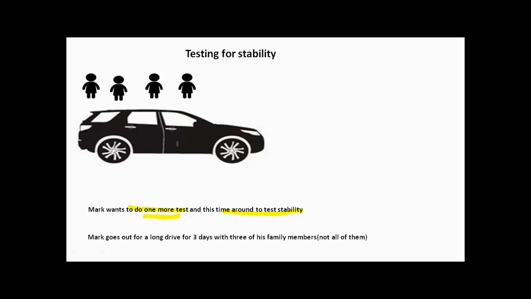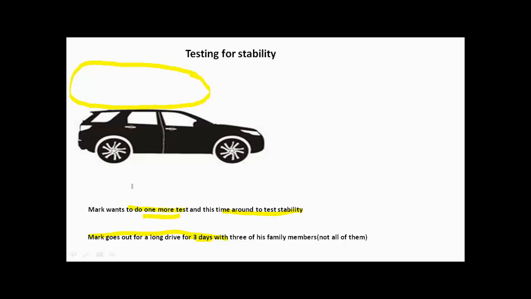One thing you need to know is that Mark is now going for the test not with 5 people. 5 people is the current peak load. Not with 5 people, but he's going on a drive with 4 people, which is less than the current peak load. So he is going on the drive with these 4 people, and how long is he going for? A long drive of 3 days. That's a huge time to test the car, but he is absolutely clear in his mind that he wants to test the car for all his requirements, and only then will he buy the car.